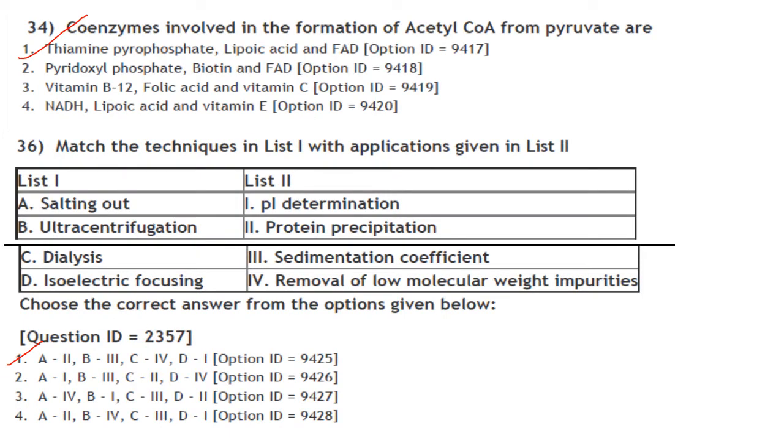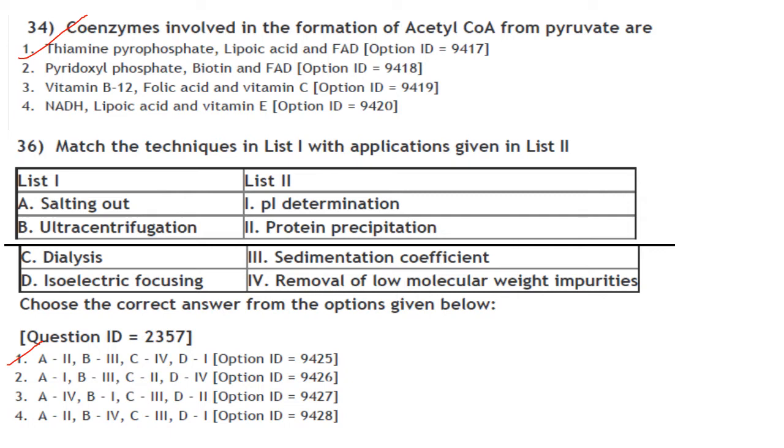Steroid hormones are hydrophobic, so they can easily pass through the plasma membrane, and testosterone is a steroid hormone. Okay, coming to the next question. Coenzymes involved in the formation of acetyl-CoA from pyruvate. I have already discussed this a few questions back. You can refer to that. It is thiamine pyrophosphate, lipoic acid and FAD. Answer is option 1.